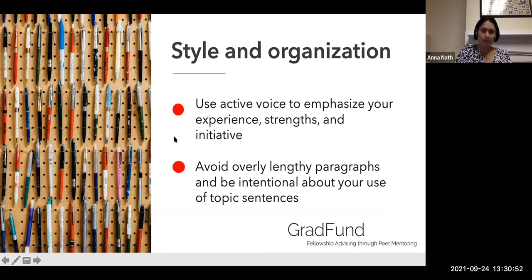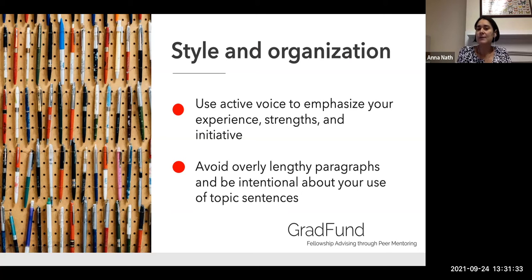Style and organization. Use active voice to emphasize your experiences, strengths, and initiative. We can't overstate that enough. Active voice makes a load of difference in your writing. It shows you as strong, and your writing comes through clearer. There's no confusion as to who does what. If you say, this work was done at this lab, the reviewer doesn't know. Did you do the work? Did somebody else do the work? So it's really important to keep your voice active when you write.